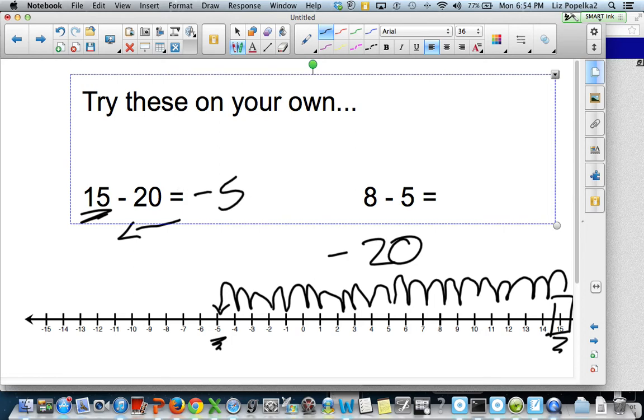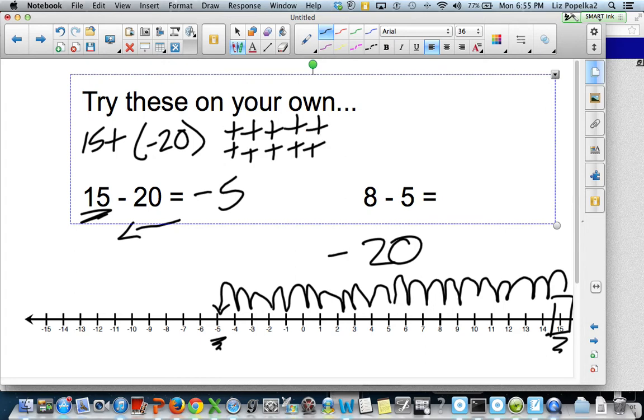So let's change the problem just so you can see it's still the same thing. What if this were 15 plus a negative 20? We would still get the same answer. Let's say I'll do positive 15. 1, 2, 3, 4, 5, 6, 7, 8, 9, 10, 11, 12, 13, 14, 15. I'm going to scratch this guy out for a second so we don't get confused.